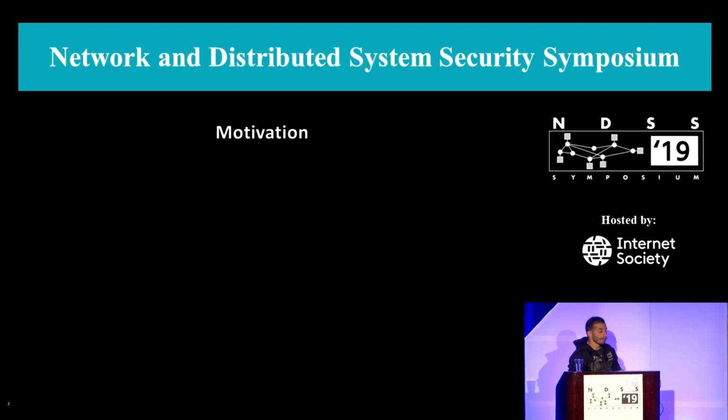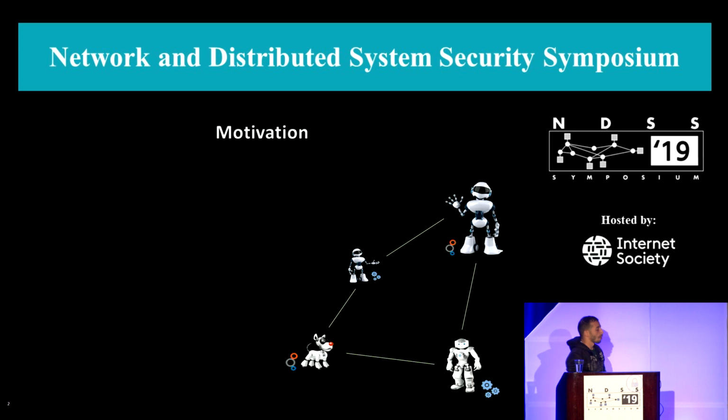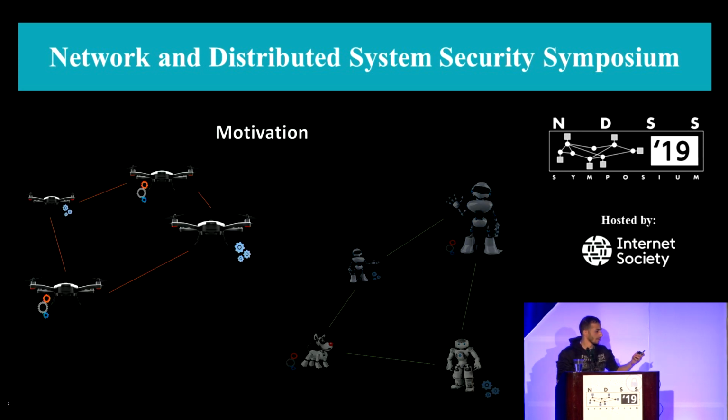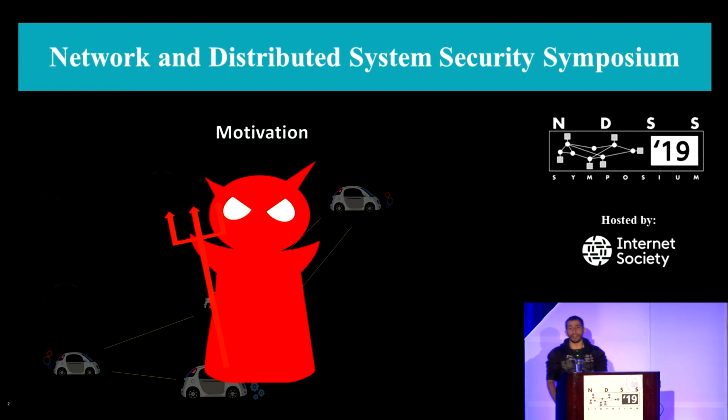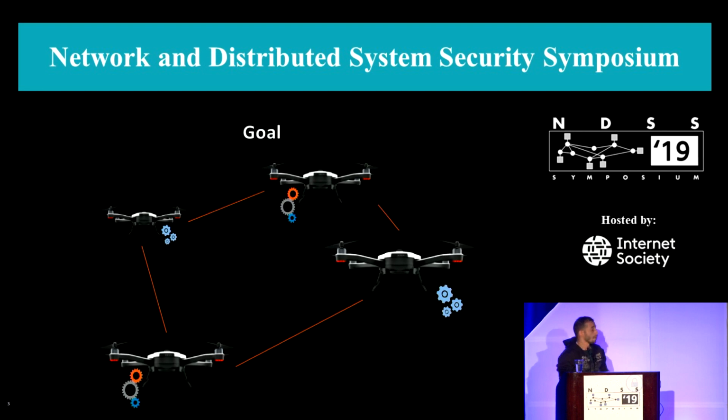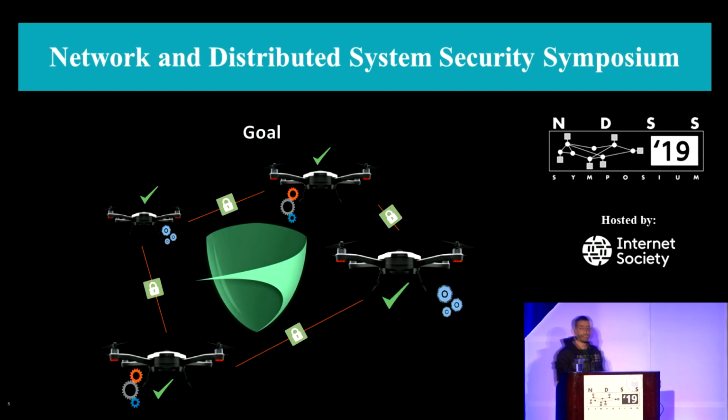So autonomous systems are becoming increasingly popular. Examples of these systems include swarm robotics or drones, or even self-driving autonomous cars. Unfortunately, these systems are vulnerable to attacks that can compromise the privacy and the safety of their users. So the goal of our work is to protect these systems by securing the autonomous devices and their interaction.